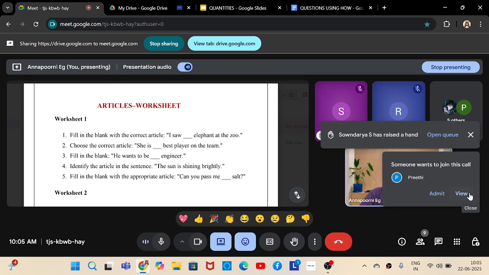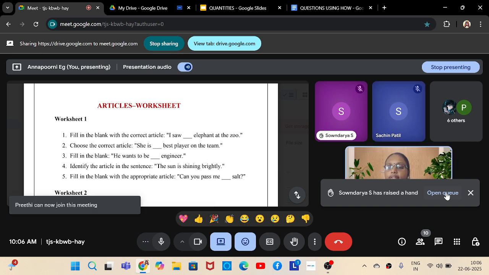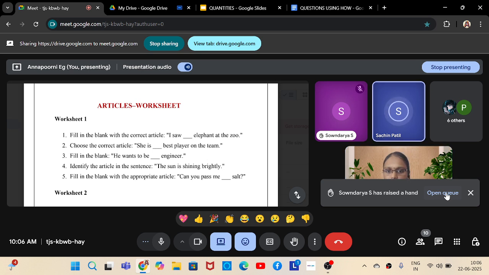All right. Now the fourth one is identify the article in the sentence. The sun is shining brightly. So what is the article in the sentence? The is the article, ma'am. Very good. The is the article. And moving to the last question. Fill in the blank with the appropriate article. Can you pass me dash salt? Can you pass me the salt? Yes, can you pass me the salt?